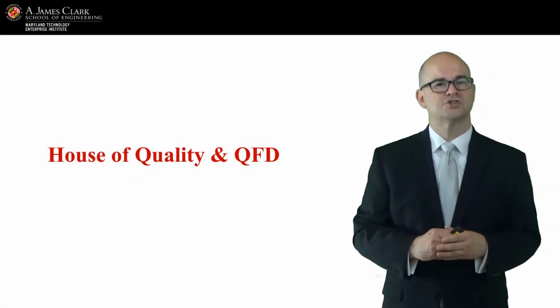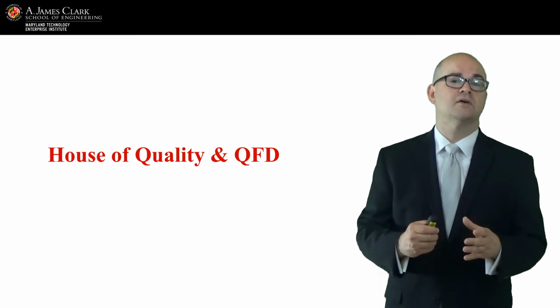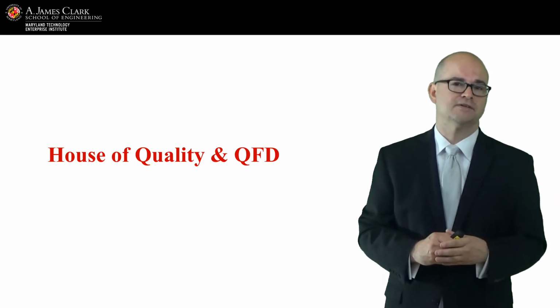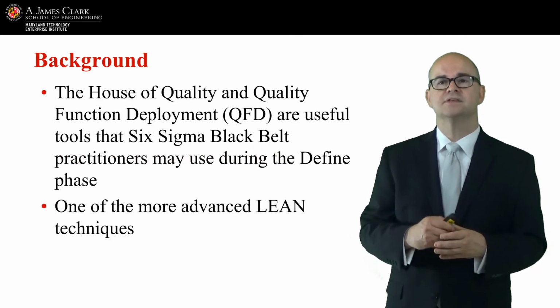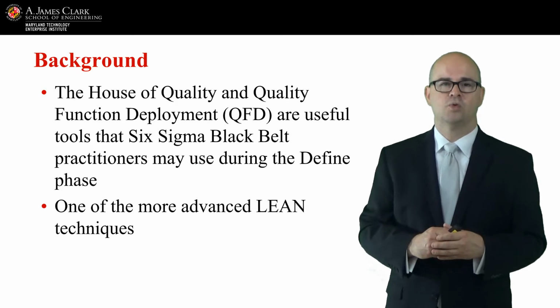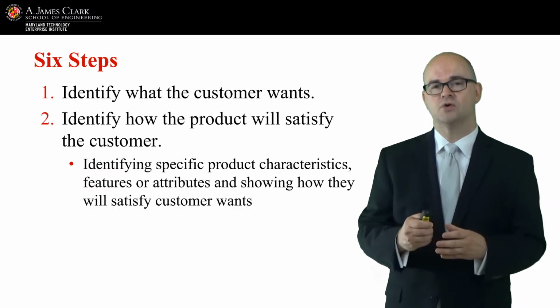In my mind, a discussion of customer needs and wants is not complete unless you talk a little bit about house of quality and quality function deployment. These elements are popular in the Six Sigma arena, where you're looking at lean techniques and lean manufacturing and design. It's a 6-step process that we'll talk through, and then we'll give you an example.